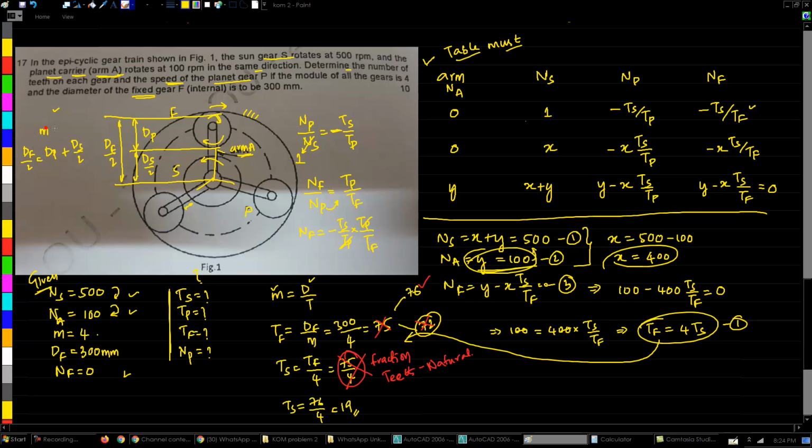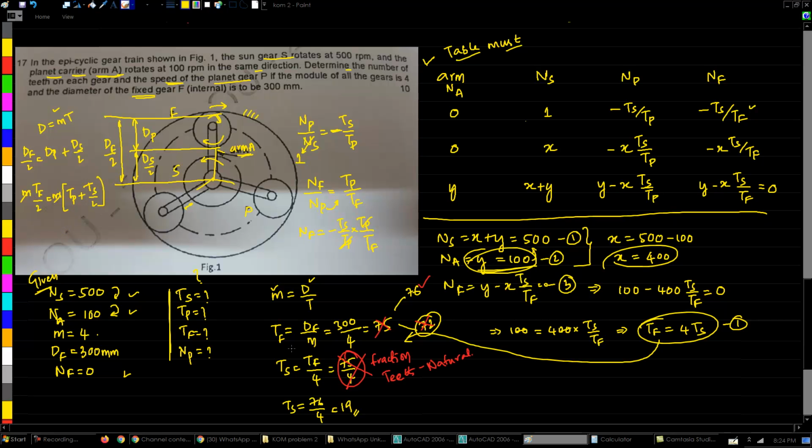Now we can use the relation of module. Module equals diameter by number of teeth, so diameter will be equal to module into teeth. And since the module of all of them remain the same, it will get cancelled. So let me just write the module here like this. Module of both these will come out common, number of teeth on planet plus number of teeth on sun by 2. So now the module will cancel out, giving us the relation between number of teeth.